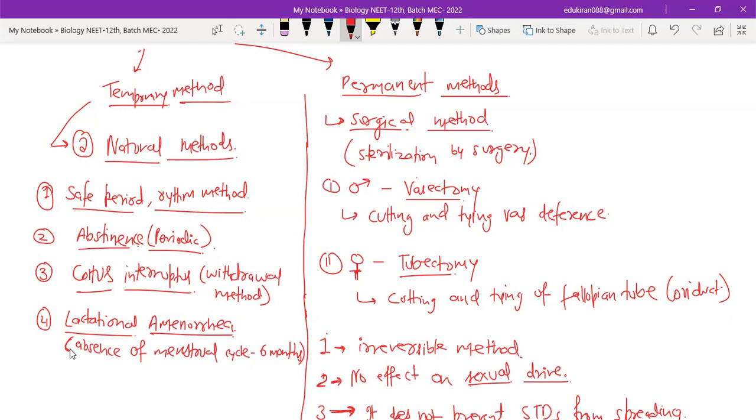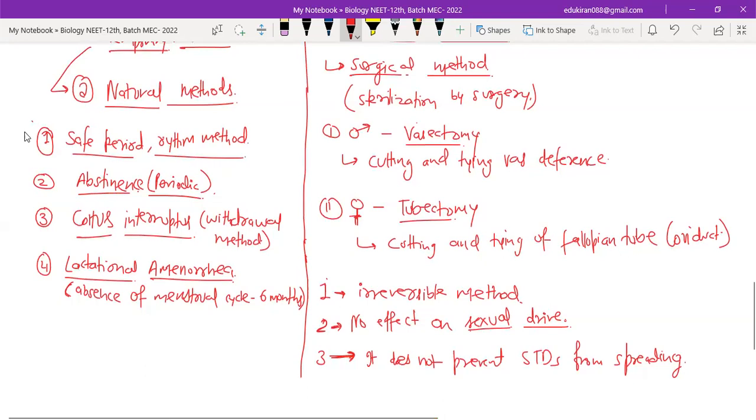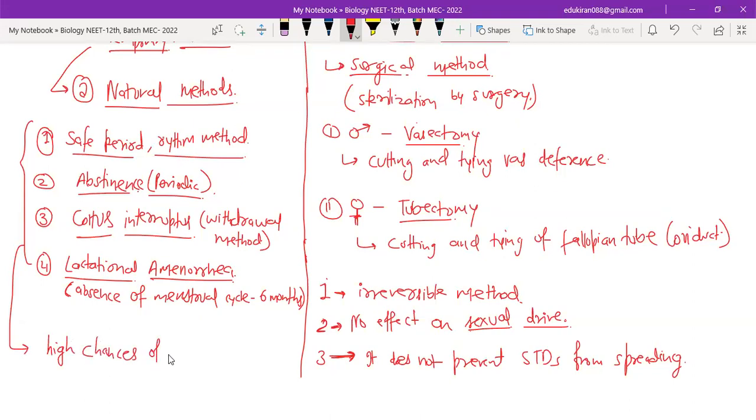Yes. This is also the time period in which the mother feeds the baby. So all the natural methods, you can understand that basically they are relying on some concepts of the menstrual cycle, right? But for all the four, there is very high chance of failure. Yes or no? Yes, sir. For natural methods, there are high chances of failure, which means high chances of pregnancy.